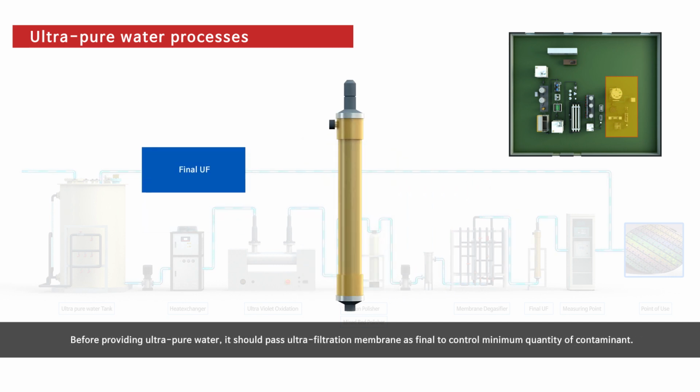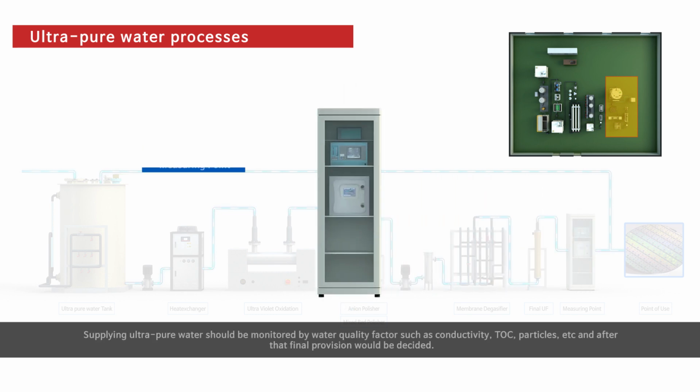Before providing ultra-pure water, it should pass through an ultrafiltration membrane as the final step to control the possibility of existing minimal quantities of contaminants and to keep high quality for users. The water quality of the supplied ultra-pure water should be monitored in real time, and after that, final provision and production would be decided.